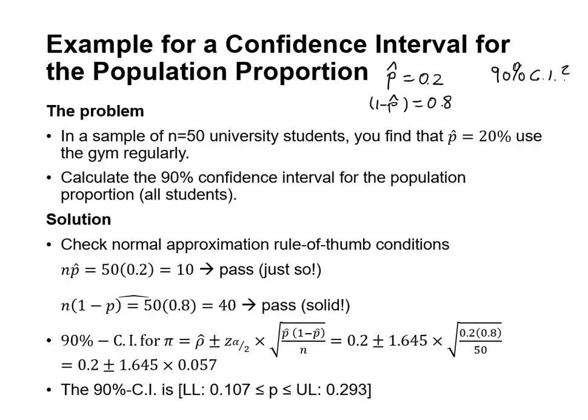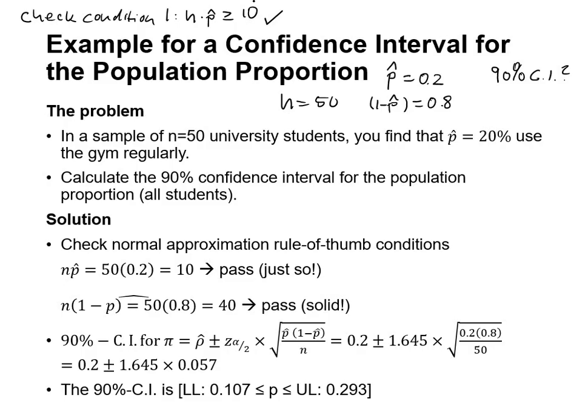Applying the formula, we first have to check the two conditions. Let's check condition 1. Our n is 50. So is n times p hat greater than or equal to 10? Well, 50 times 0.2 is exactly 10. So we meet that condition on the margin. Condition 1 is met, and we can check that off.